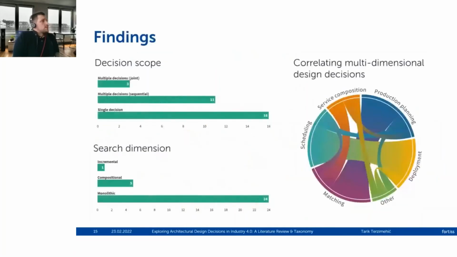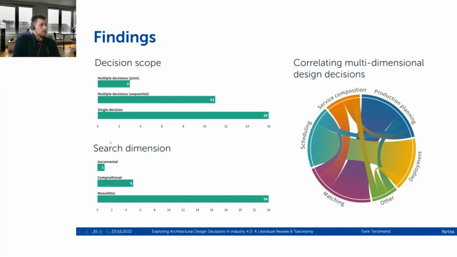So I will now talk about some findings that we found analyzing the papers, after we classified them in the taxonomies. First, we tried to see what the papers are doing regarding design decisions. Most of the papers are doing single decision synthesis, and if they do multiple, then those are usually sequential. From those multiple decisions, we usually see that deployment is done together with scheduling, which was also to be expected, and production planning is done together with matching, as I already mentioned.